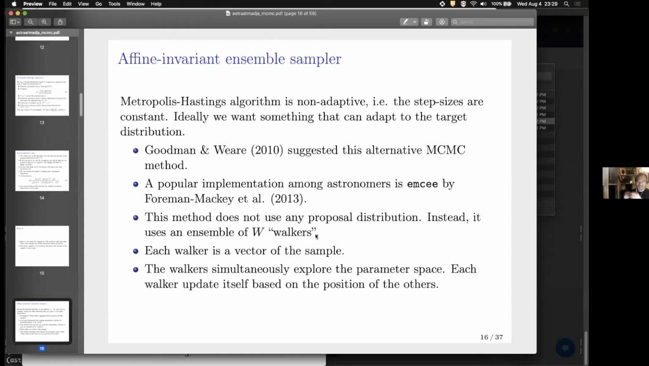Each worker holds the parameters, it is the sample. It's a vector if it's in multiple dimensions. So if the function that we want to sample from has 5 parameters, and we have 1,000 workers, then it's a 1,000 by 5 matrix. They simultaneously evaluate the parameter space, and then update their new positions relative to the other positions.